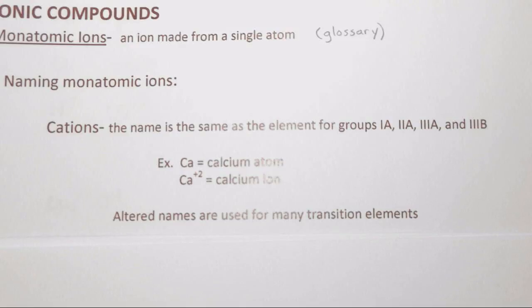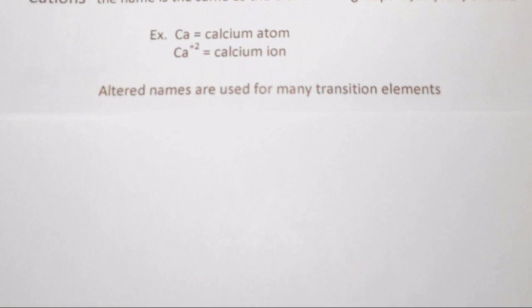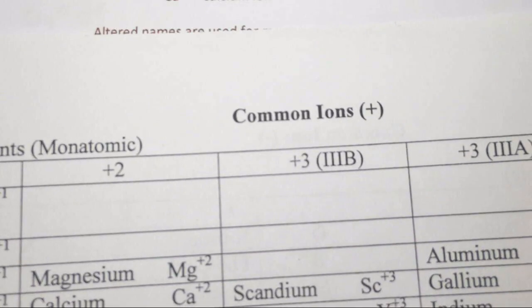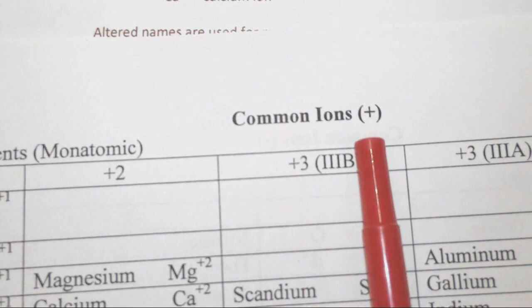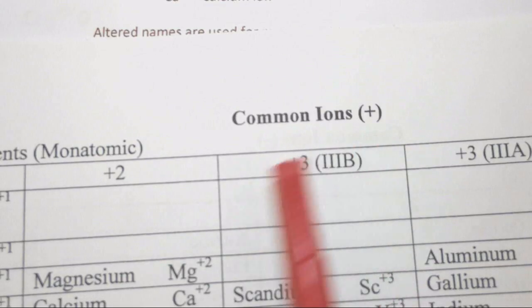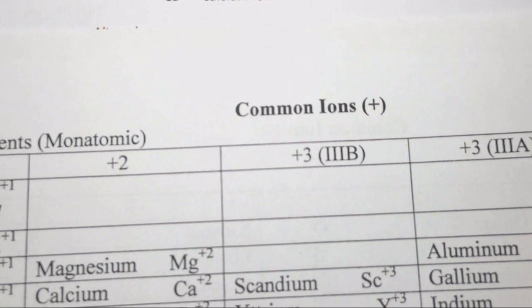For many of the transition metals, we have some altered kind of names. It's not just the name of the element. And this is where your ion chart will come in handy. And so notice that one side of the ion chart is for the positive ions, and the other side is for the negative ones. So right now we are looking at the positive ones.